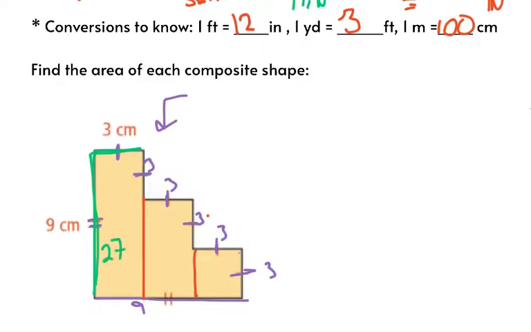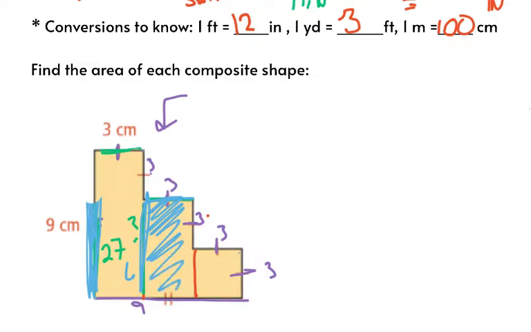Now, how about this next one? It's still 3. But what's this length? I challenge you to pause the video and try to figure that out on your own. But in blue here, if this is 9 all the way, and this is 3 right here, then when I subtract off that 3, I'd have the length of this piece right here. So that's going to be 6. And I'm going to have a 6 by 3 right here in blue. This one's 6 by 3, which is 18.